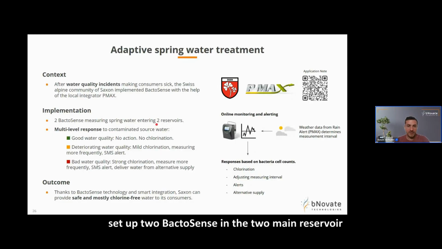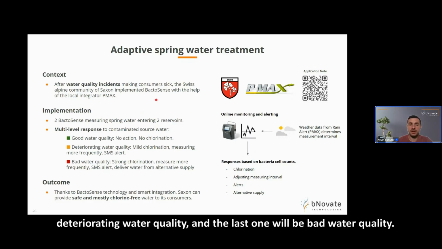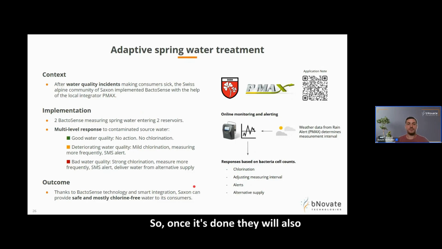So they set up two BactoSense in their two main reservoirs in Sion, and the idea was to monitor the microbiology levels online and define three different thresholds. One is good water quality, the other is deteriorating water quality, and the last one is bad water quality.